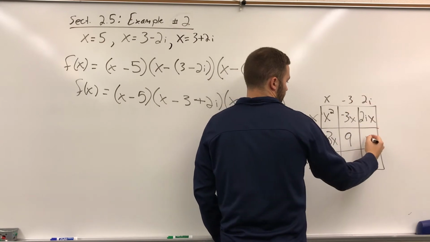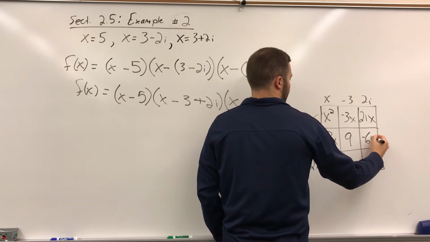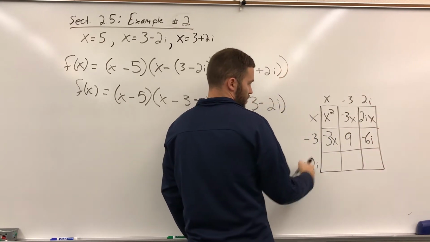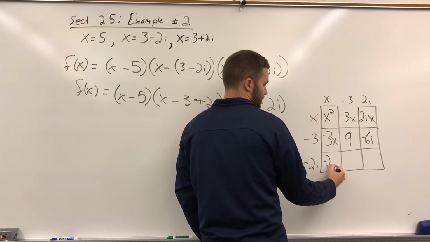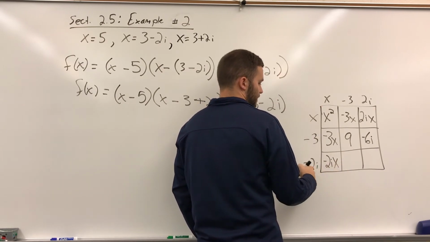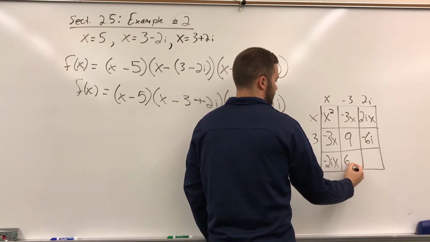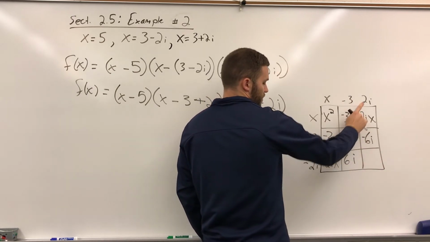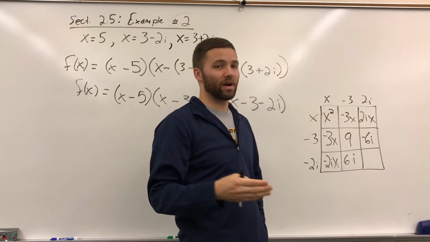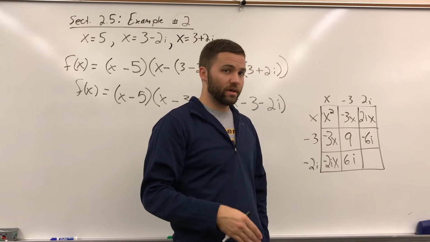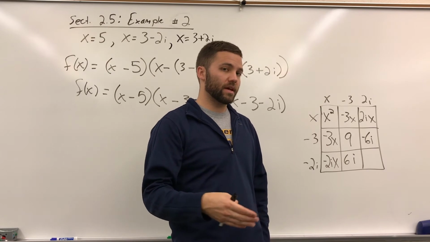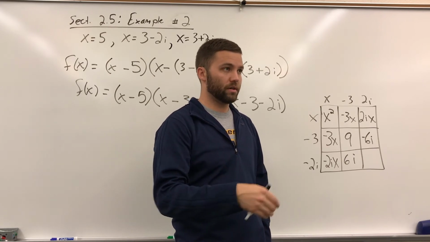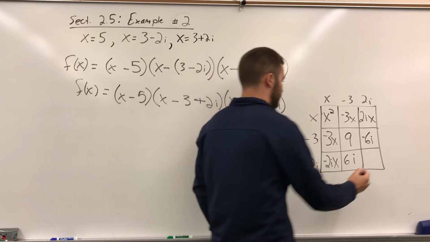-3 times 2i, that's -6i. We have -2i times x, that's -2ix. -2 times -3, that's positive 6, don't forget the i. And then the last thing here is -2i times positive 2i. That's going to be -4i squared. i squared is the same as -1, so it's like saying -4 times -1, which is actually positive 4.